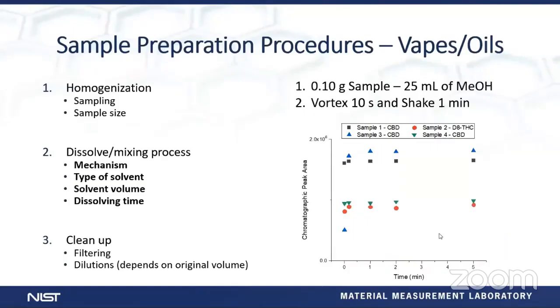Next, we chose 0.1 grams, as I mentioned. We used 25 milliliters of methanol. We wanted to investigate how long we should shake it for. So we did a study where we took 4 different samples, took the 0.1 grams, 25 milliliters of methanol, vortexed it for 10 seconds, then shook it for 1 minute, 2 minutes, 3 minutes, 4 minutes, 5 minutes.